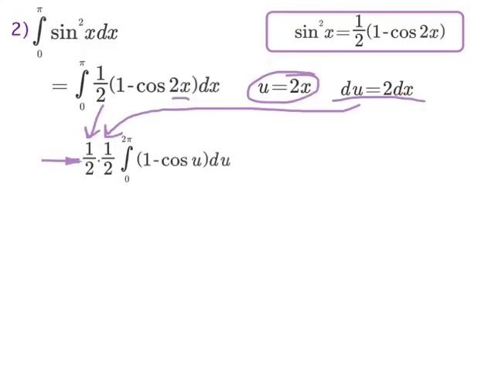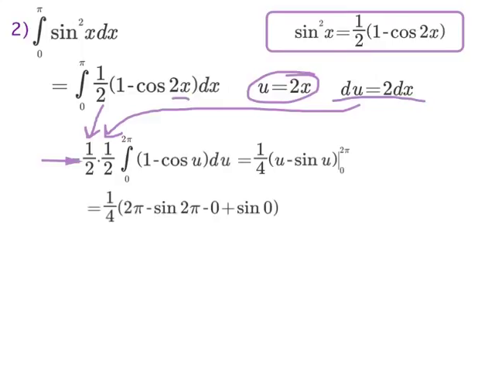Alright, then I'm ready to integrate. So I will have 1/4 times the antiderivative of 1 is u, minus the antiderivative of cosine u is sine u, and I'm going to go from 0 to 2 pi. If I do upper bound minus lower bound, I will have 1/4 times 2 pi minus sine 2 pi minus 0 plus sine of 0, which is going to give me sine of 2 pi and sine of 0 both 0. So I have 1/4 of 2 pi, which is pi over 2. Alright, and there's my answer, just a refresher on what we did from polar curves.